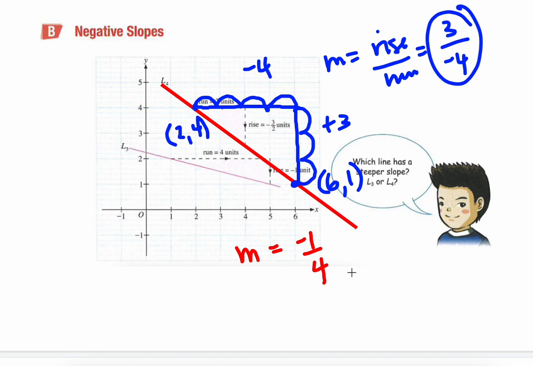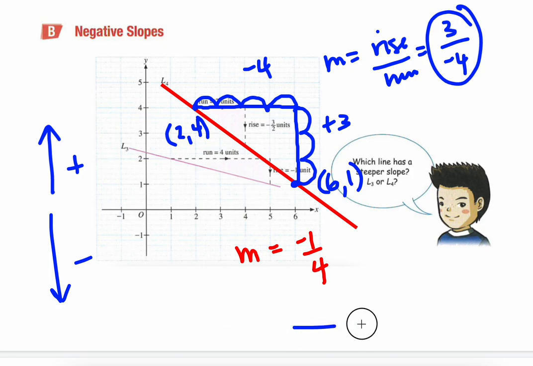Which one is actually bigger? Well, the 3/4 is bigger, right? It has 3/4, while this one is 1/4. So even with negative slopes, the bigger your number is, the steeper it is. For negatives, you have to be careful. Am I adding to get to the other number or am I subtracting? Usually you can remember if you're going up, you are adding. If you're going down, you're subtracting, right?